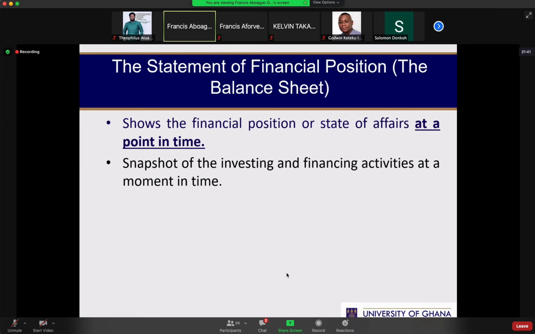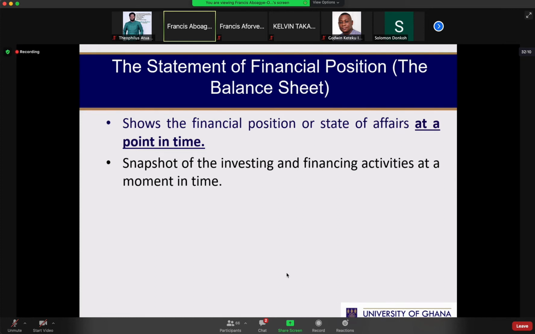The statement of financial position is a snapshot. Just as if I raise my hand and you took a shot, and if I put it down, you took another shot, there will be a difference between raising hands and putting hands down. That's what the financial statement is. But it shows the investing and financing activities. So investing, we're talking about the assets, and financing, we're talking about equity and liabilities.